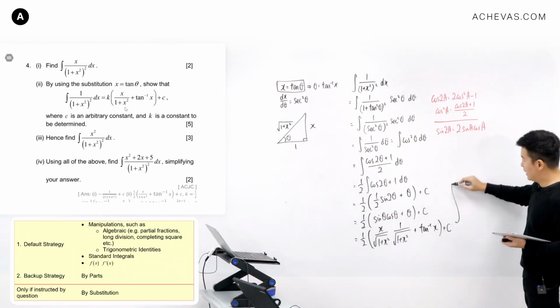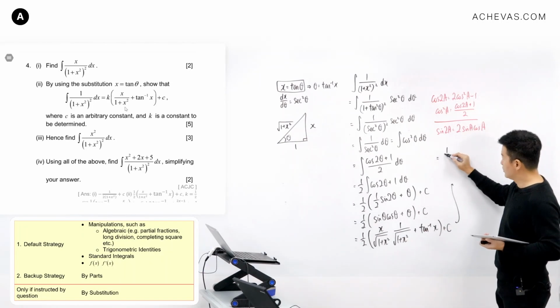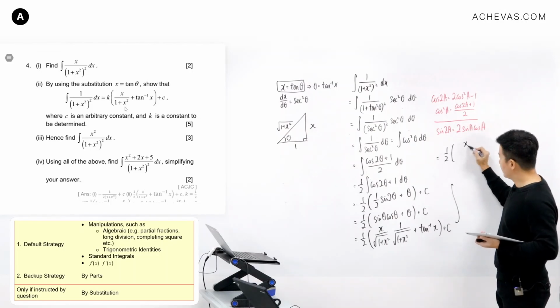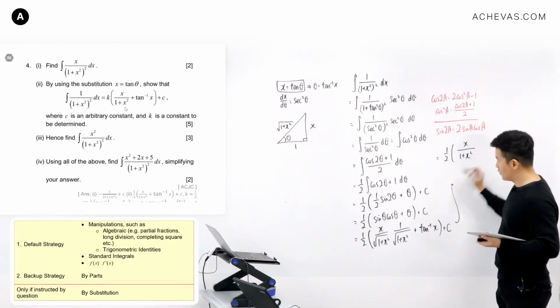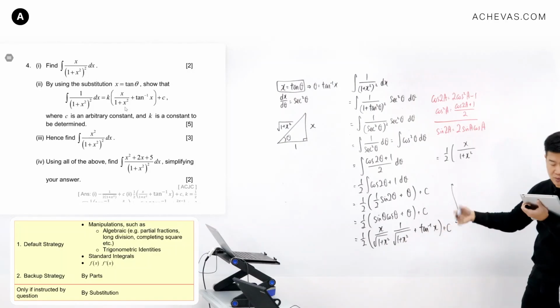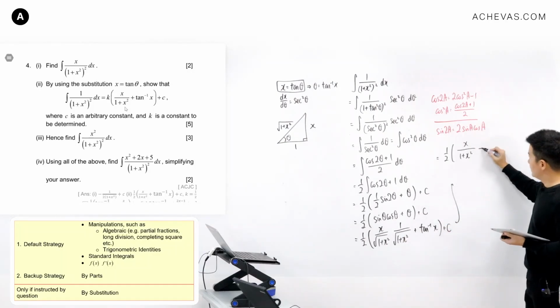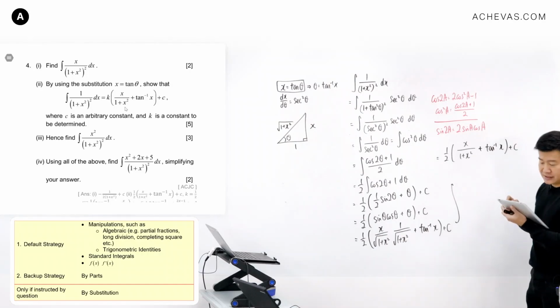So I guess I've gotten my answer. It is equal to half of x over 1 plus x squared, because square root of this times square root of this, the square root will disappear. And this is going to be this plus tangent inverse of x plus c.